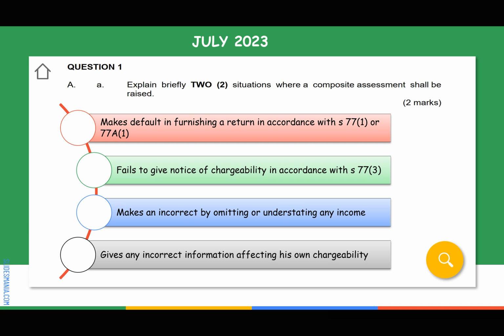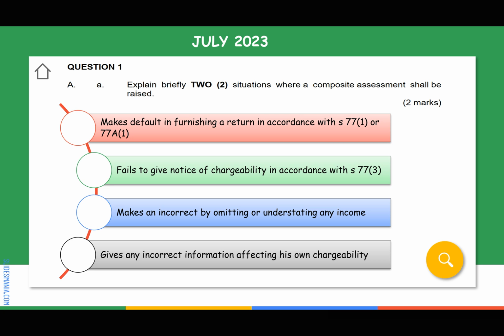So, a composite assessment will be issued if the IRB finds out that the taxpayer makes an incorrect return. Okay, maybe the taxpayer omits or understates his or her income. So, this is a big mistake. So, a composite assessment will be issued. This one is easy to memorize, guys. So if the taxpayer makes an incorrect return by omitting, or if the taxpayer understates or declares his income less than he is supposed to, therefore a composite assessment will be issued.